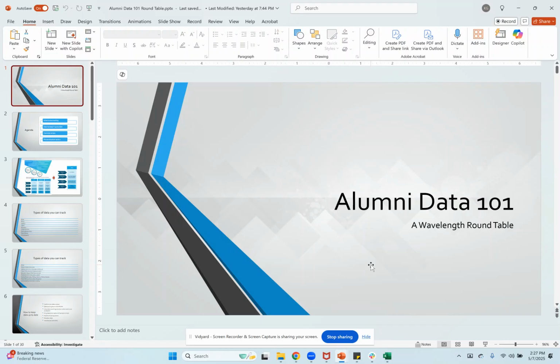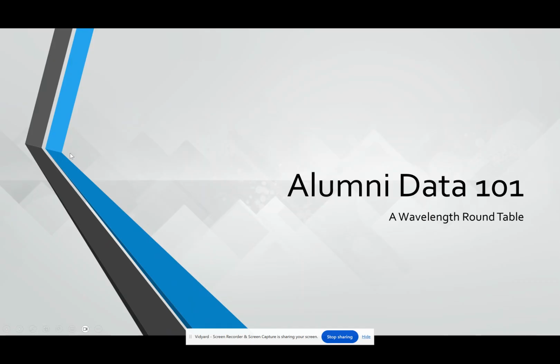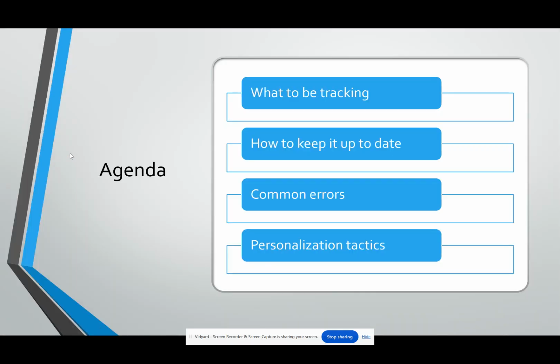We are going to be keeping this pretty brief, sharing out the slides that have a lot of material as well as some other handouts after this call. So what we're really going to focus on is four key areas. One is what to be tracking, the next being how to keep it up to date year over year. We're also going to be covering a lot of common errors that we at Wavelength see when we're supporting our clients. And lastly, we'll go into some quick personalization tactics on how to use the data once it's captured in a meaningful way.